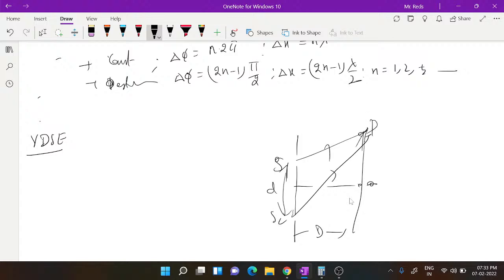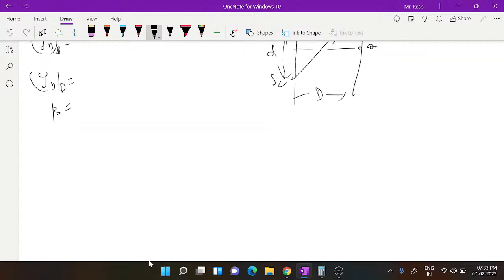Then you have to write the position of the nth bright fringe, the position of the nth dark fringe, and the fringe width. Write down these formulas. Then some special cases you can write here.